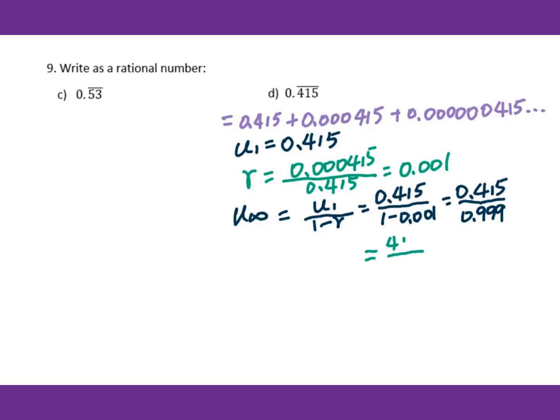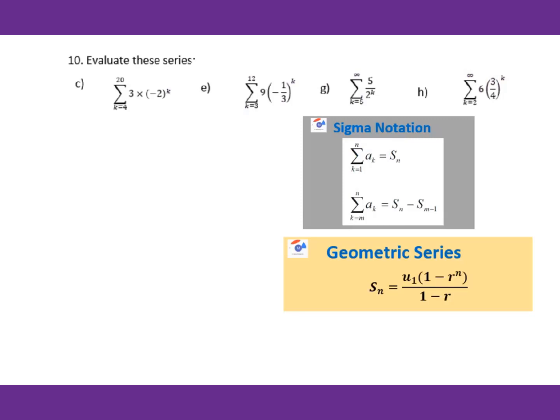Therefore, 415 over 999 will be the rational number. For number 10, evaluate this series for C. According to the formula for sigma notation, we can write down S20 minus S k minus 1, that's 3.